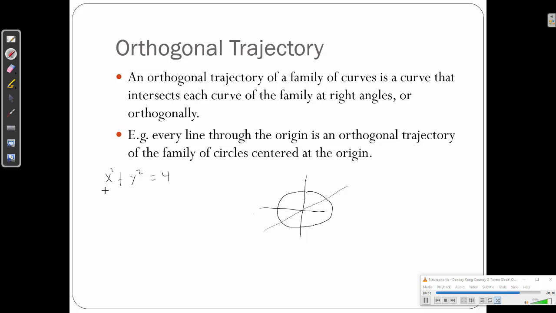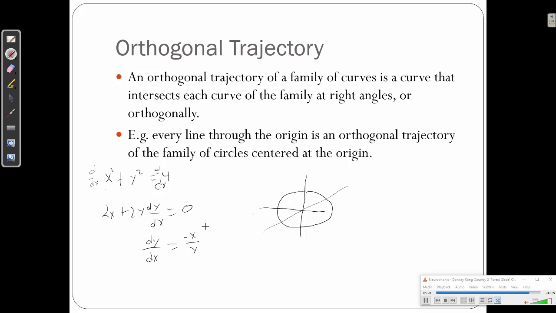So, if we look at their derivatives, so I take the derivative of both sides of this, take the derivative in terms of x, we get 2x plus 2y dy/dx equals 0. Move the 2x over, divide by 2y, dy/dx equals negative x over y. Now that's the derivative of the circle. That gives the slope of the tangent line at any point.